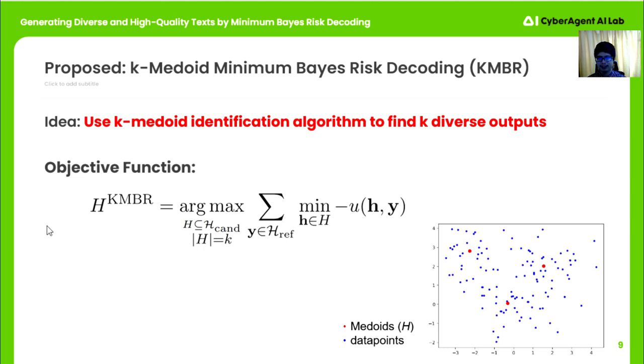So, the proposed method is K-Medoid minimum Bayes risk decoding, or KMBR. The idea is to simply use a K-Medoid identification algorithm and find K diverse outputs. To understand it in a formal mathematical way, this is the equation we're going to solve, and we're going to have this kind of outputs.